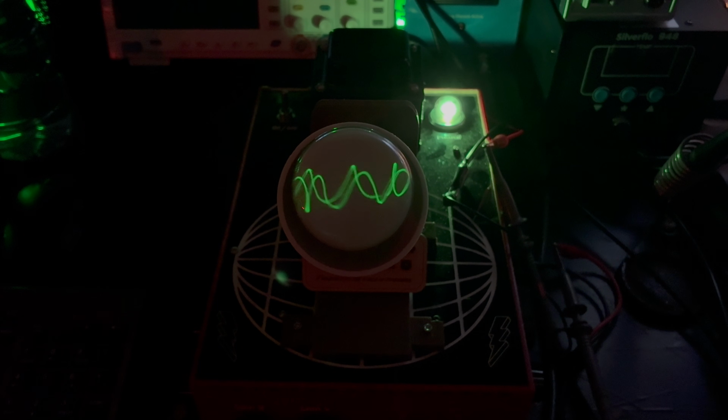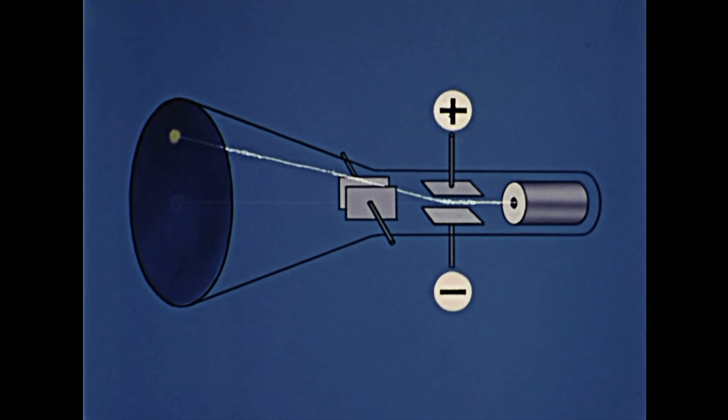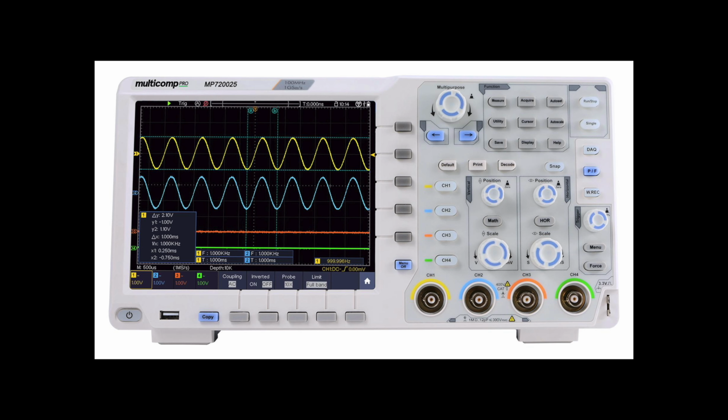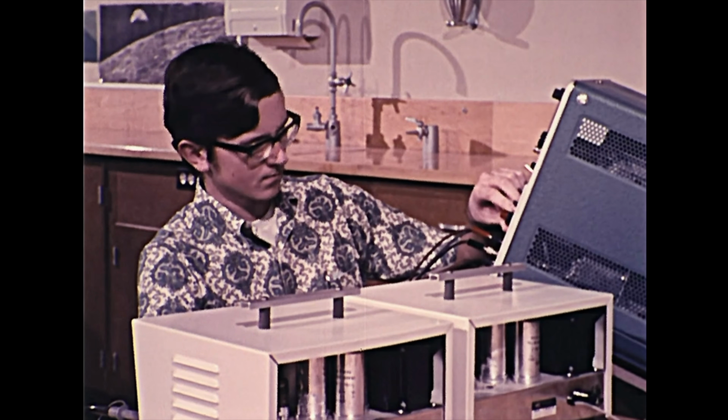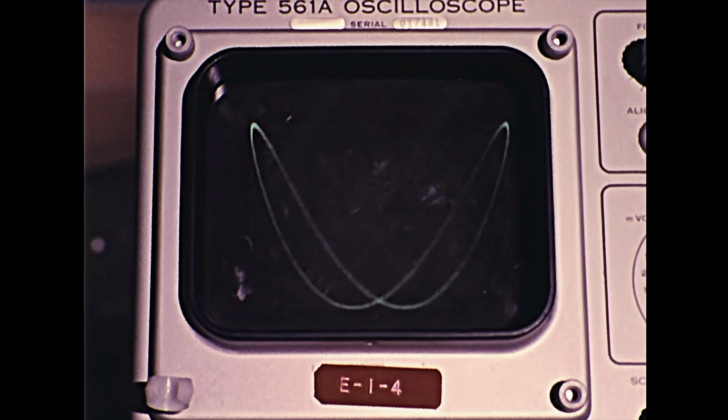The tube used here, a small electrostatic deflection CRT, like the 2AP1, sits very close to those early devices. Instead of magnetic deflection like later television tubes, it uses electrical fields between plates to steer the beam directly. So, while modern oscilloscopes are digital and abstracted, this is much closer to the original idea. A beam of electrons, controlled by voltage, making electricity visible.